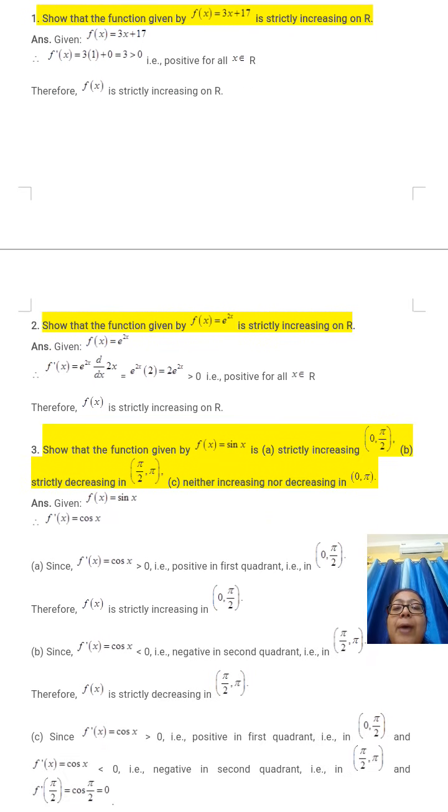Show that the function given by f(x) = e^(2x) is strictly increasing on R. So if f(x) is equal to e to the power 2x, we have to get f'(x). The derivative of e to the power 2x is e to the power 2x only, but 2x again has a derivative, so the answer is 2e^(2x).